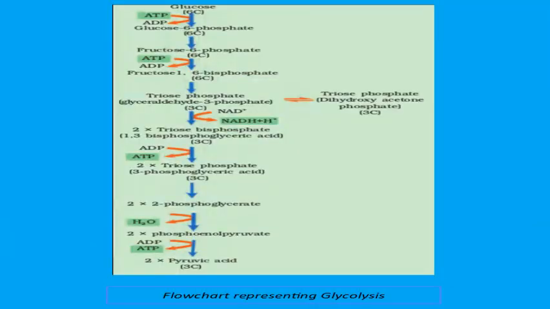This is the complete flow chart: glucose to glucose 6-phosphate, glucose 6-phosphate to fructose 6-phosphate, fructose 6-phosphate to fructose 1,6-biphosphate, fructose 1,6-biphosphate to 2 triose phosphate, glyceraldehyde 3-phosphate, then 2 molecules of 1,3-biphosphoglycerate, then 2 3-phosphoglyceric acid, then 2 2-phosphoglycerate, after it 2 phosphoenol pyruvate, and last one is 2 pyruvic acid.